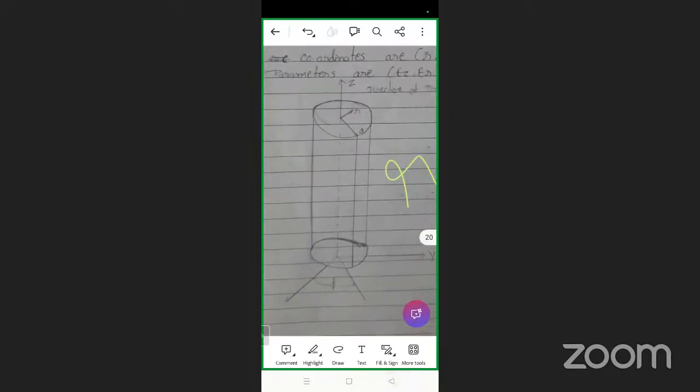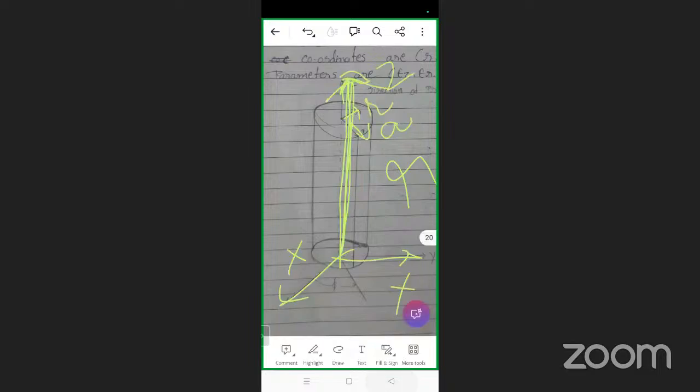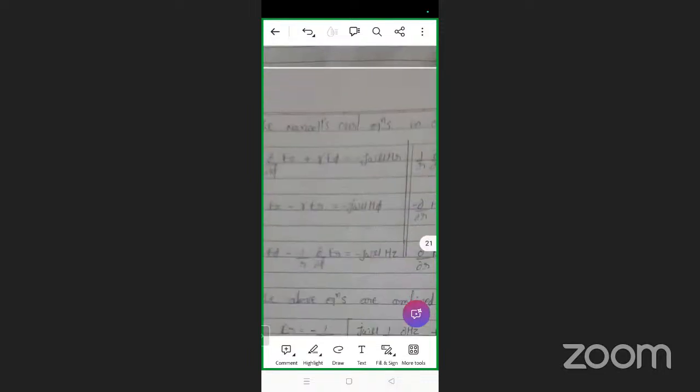Here, just see the diagram. Here we have a cylindrical shape, and the wave propagation is along the z direction, and r is the radius. The radius of the cylindrical tube I am taking as a. This is along the x-axis, this is along the y-axis, and this one is along the z-axis. Now, using this, we will see the lengthy derivation part.